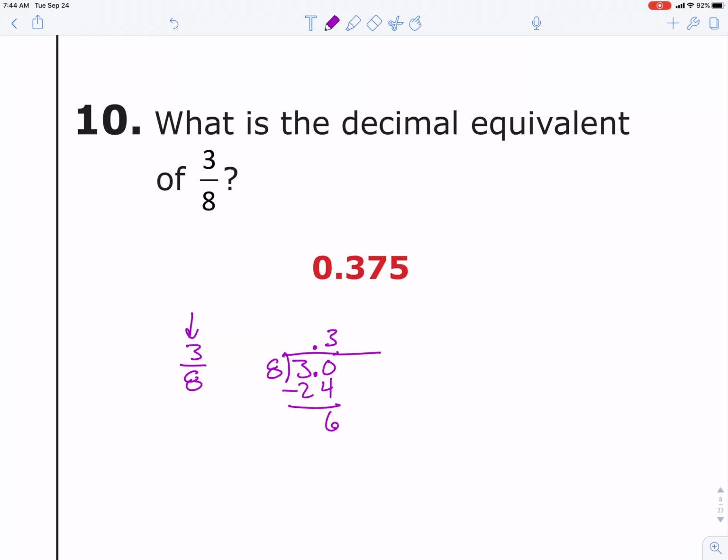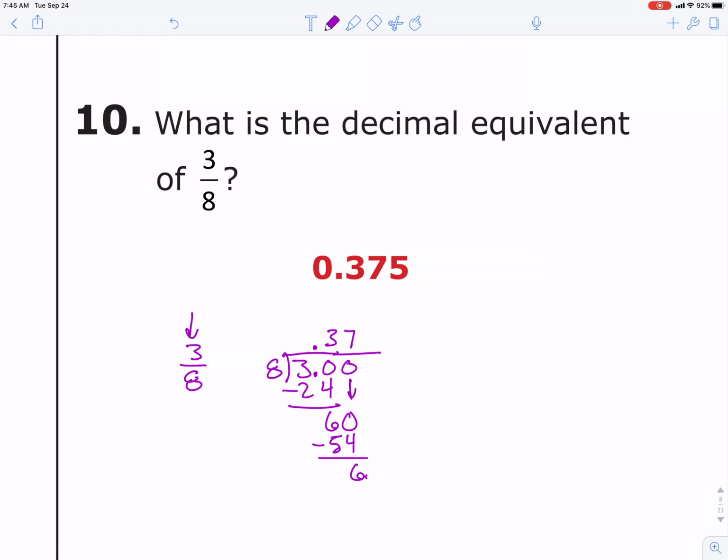Does 8 go into 6? No. So I got to add a 0, bring it down, do that. Does 8 go into 60? Yes. How many times? 7. 7 times 8 is 54. 60 minus 54, that gives me a 6.